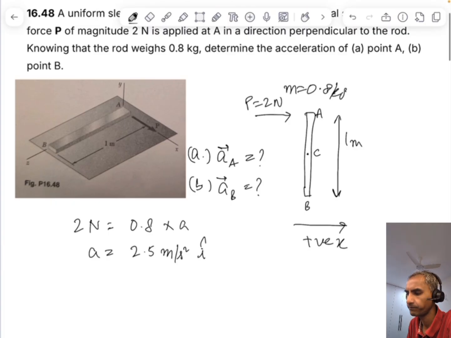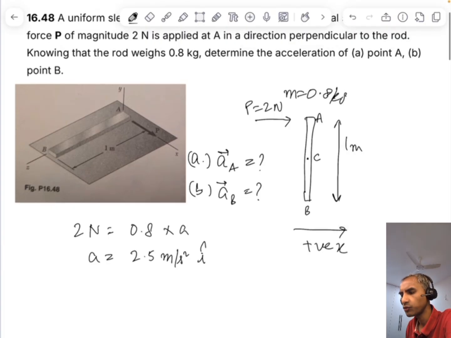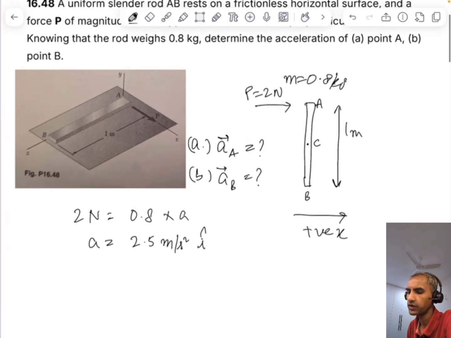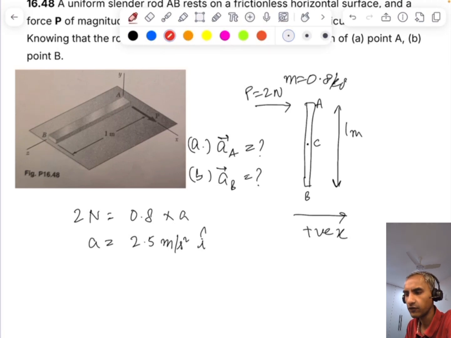2 Newton is equal to 0.8 into A, so of course A is equal to 2.5 meter per second square in the i cap direction. Now you must be wondering, how can we do that? Because we apply Newton's second law generally to a point mass, or only when the force itself is acting at the center of mass itself, right?